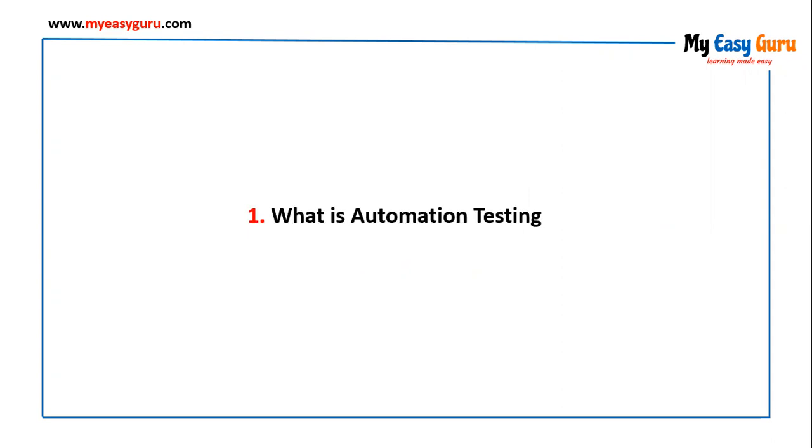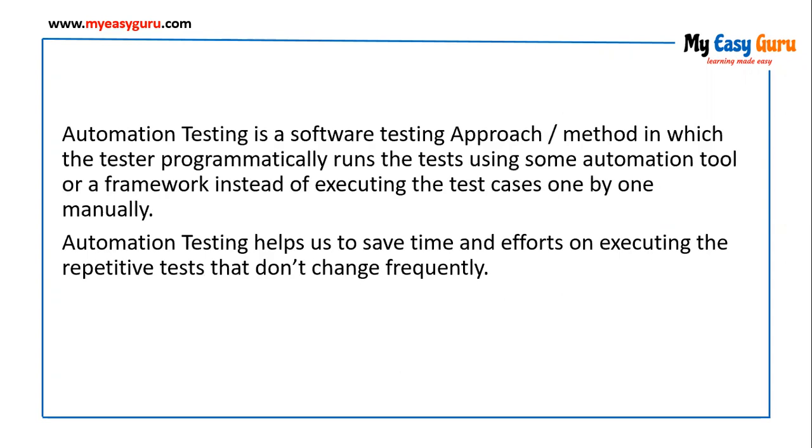Our first question is, what is automation testing? So automation testing is a software testing approach, or a method in which the tester programmatically runs the test using some automation tools or a framework. Instead of executing the test cases one by one manually, the tester uses some automation tools. So automation testing helps us to save time and effort on executing the repetitive tests that don't change frequently. So we can use the automation tools to save our time and effort. Now let's move to our next question.